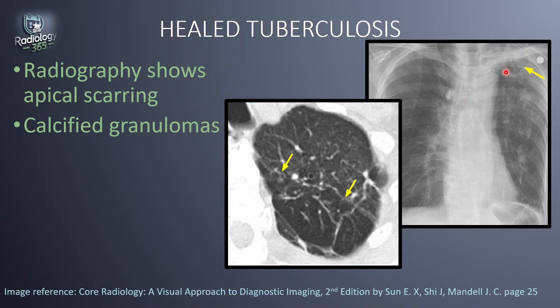So this radiograph shows scarring with volume loss evidenced by the reticular opacities in the left apical region, with some evidence of volume loss shown by crowded ribs in this area. The CT shows scarring as well, evidenced by these multiple reticular opacities.